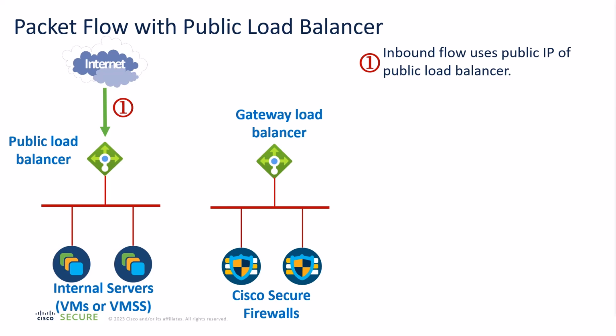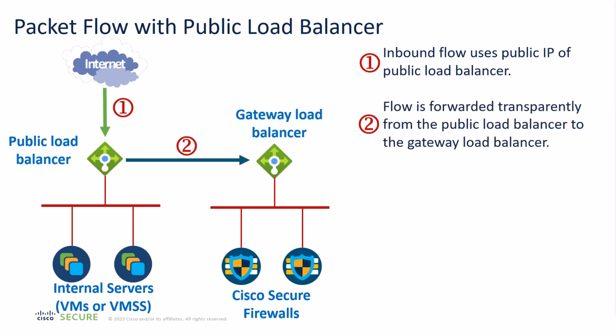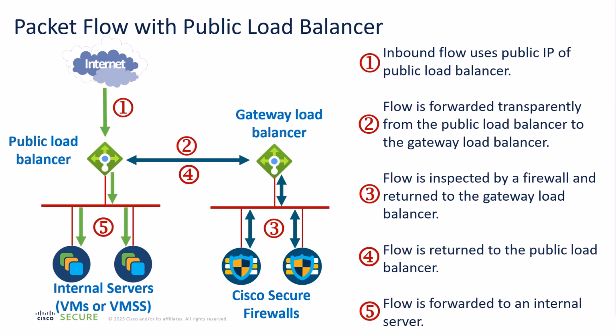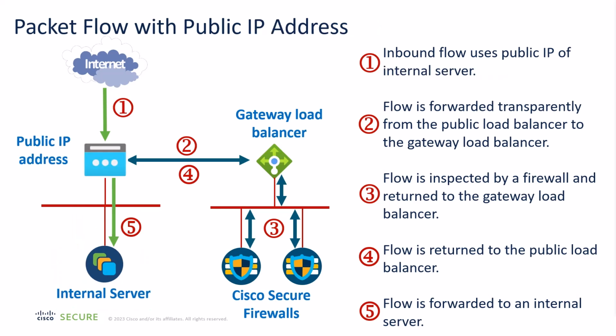A packet is received by the public load balancer and immediately encapsulated and sent to the Gateway Load Balancer, which sends the traffic to the firewall. The firewall processes the traffic, returns it to the Gateway Load Balancer, and it moves on to the internal servers. The outbound flow is essentially identical, but of course the steps are in the reverse order. The case of a virtual machine with a public IP address is essentially the same. And in fact, this is what we will demonstrate.